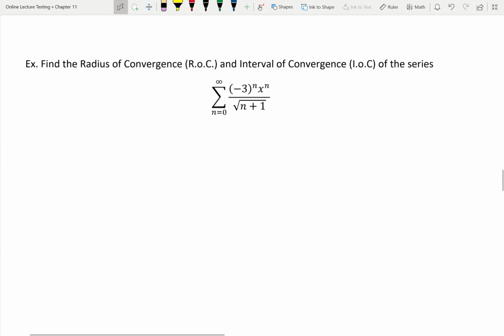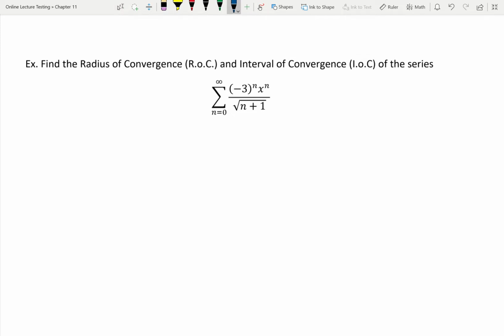Find the radius of convergence and interval of convergence of the following series. So I gave you something a little bit more interesting to deal with. So take a minute, pause the video, and work this guy out. All right. So find the radius of convergence and find the interval of convergence of the series (-3)^n x^n over the square root of n plus 1.